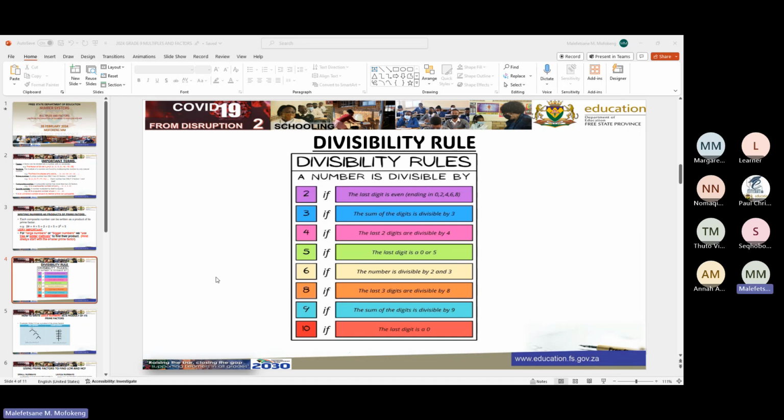Lastly, number 10: the last digit must be a 0 to say that the number is divisible by 10.